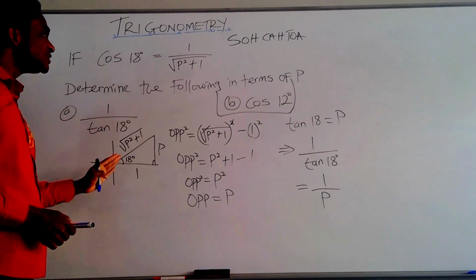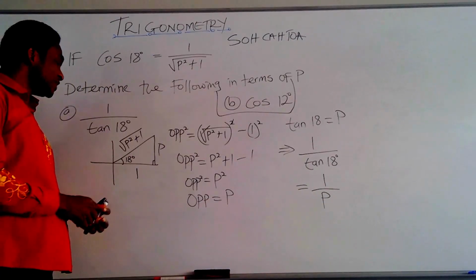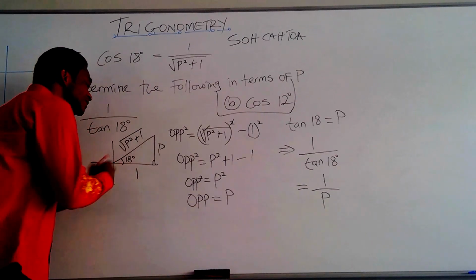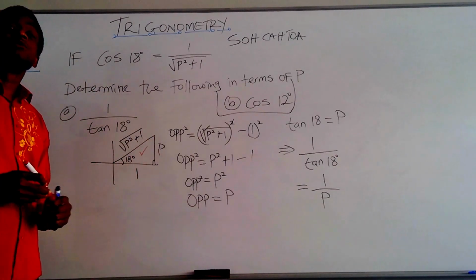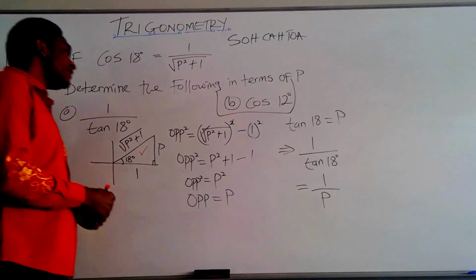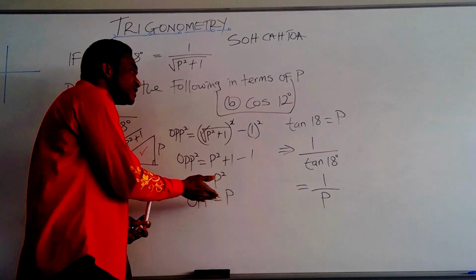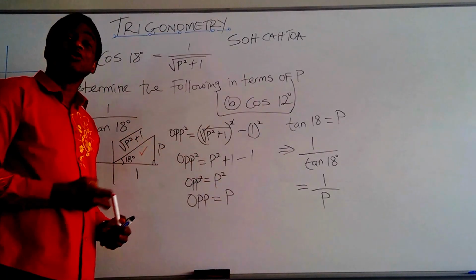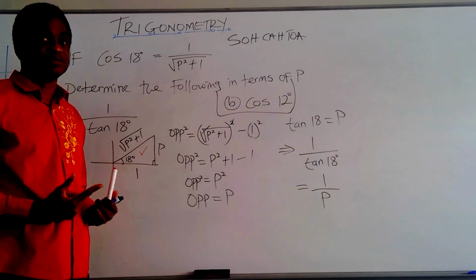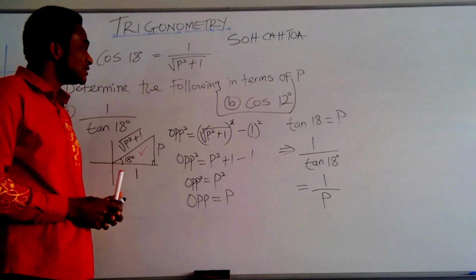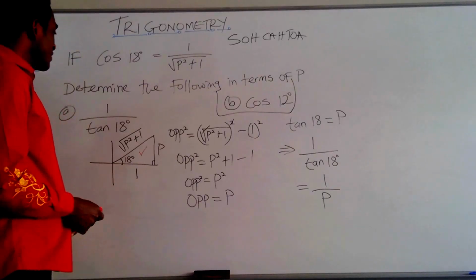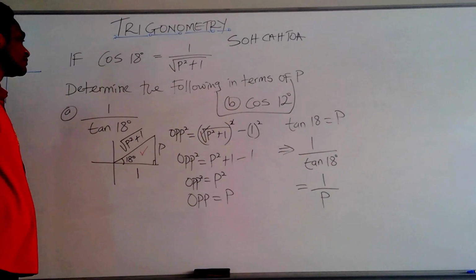Remember, using the sketch is very important. In this stage, there is a mark allocation. For a proper sketch, we have a mark allocation, and for using Pythagoras to get the unknown side in terms of p. No calculator is allowed in this section. And then we have solved the first question.